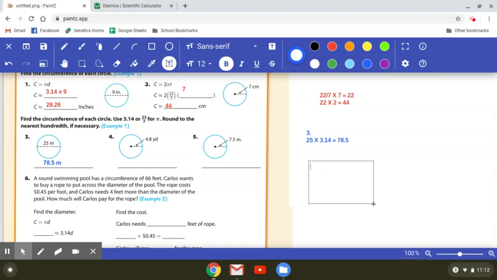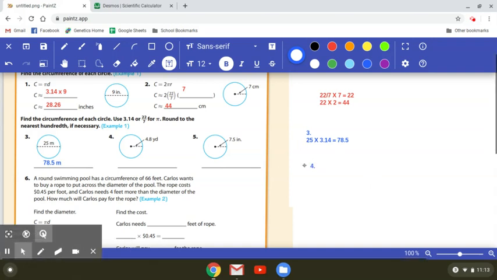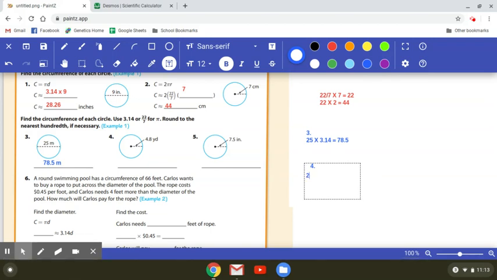All right. Again, on this one, we're going to do the same thing. So for number 4, we have 2 times the radius, which is 4.8. And we're going to multiply that by 3.14. Again, I'm going to just do it on my calculator in my hand, but you can do it on the calculator on the computer. So that's going to end up being 30.14.